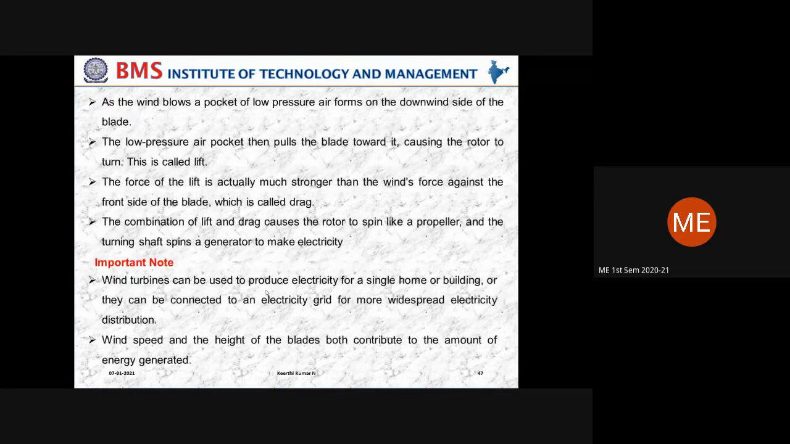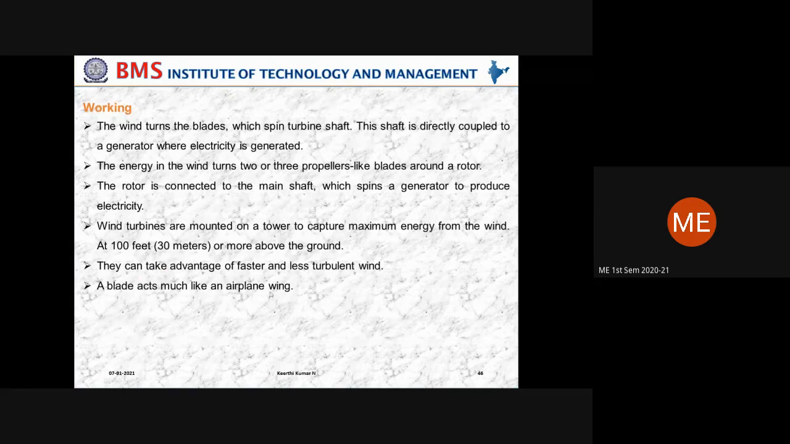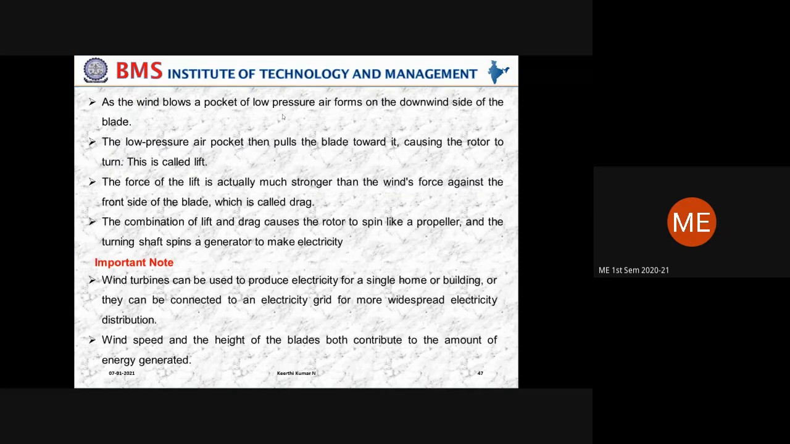That is the aerofoil section, I told you. Aerofoil section is nothing but a wing of an aeroplane. You can see the wings of an aeroplane, the section is similar to it. As the wind blows, a pocket of low pressure forms. I'll explain with the figure in the next class, using iScribe, how exactly the wind, once it is blowing on the blade surface, is going to rotate it.